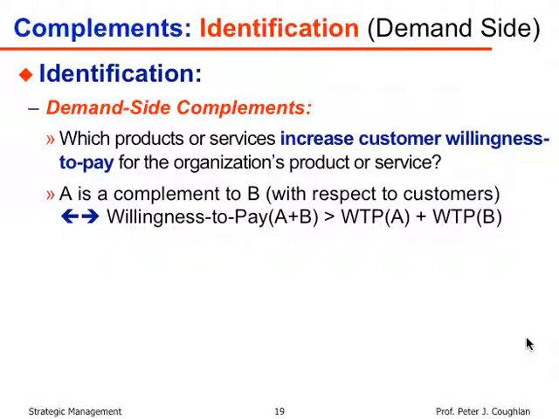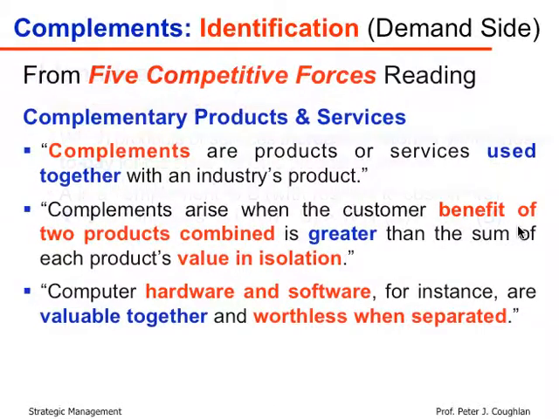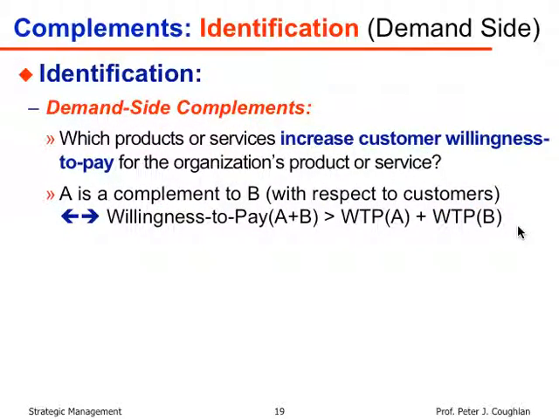So specifically, to identify a demand-side complement, you just figure out which products or services increase the customer's willingness to pay for the organization's product or service. Those are the complements to the organization you're analyzing. Algebraically, A is a complement to B with respect to customers if the willingness to pay for A plus B together is greater than the willingness to pay of A plus the willingness to pay of B. This is excerpted exactly from a slide that I presented. I think I used X and Y instead of A and B.